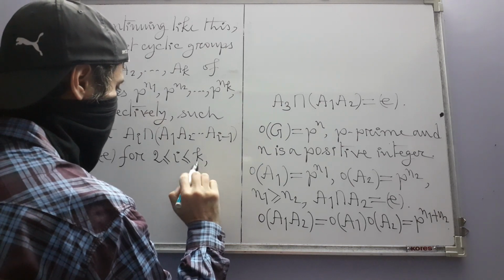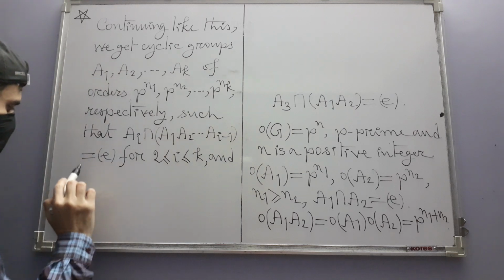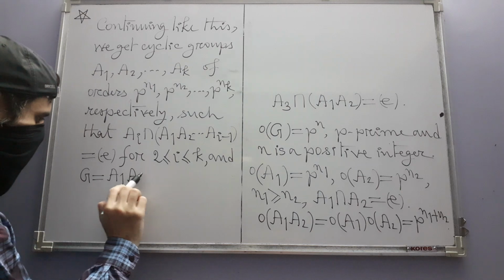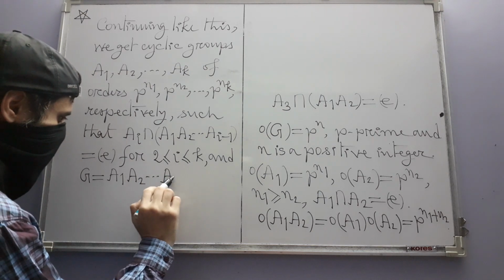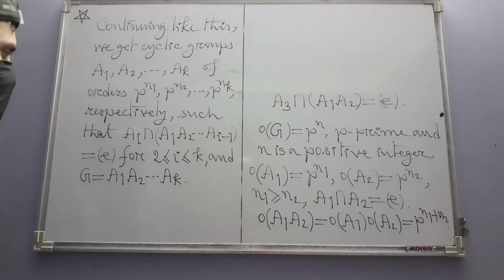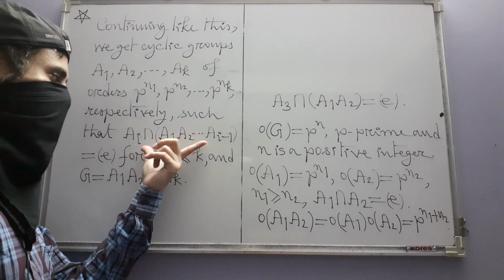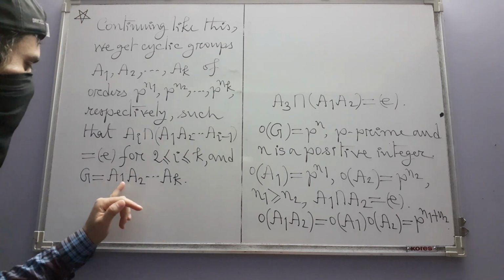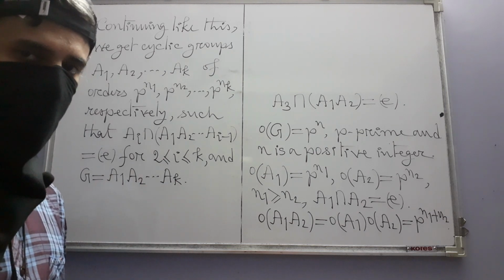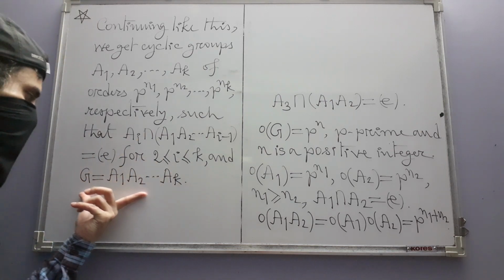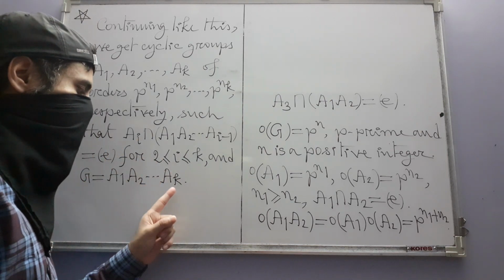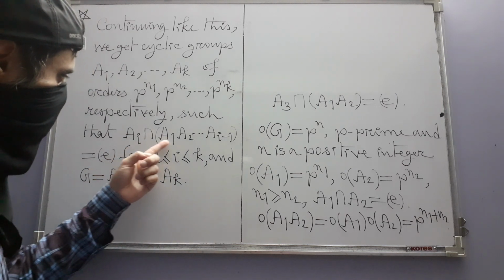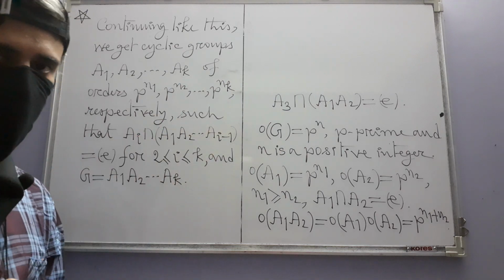And G is the product of these cyclic groups. Now, because of these relations, any element in G will be expressible as a product of elements coming from these cyclic groups. Of course, that however follows from this equation. But additionally, such a representation will be unique, and that uniqueness is a consequence of these relations.